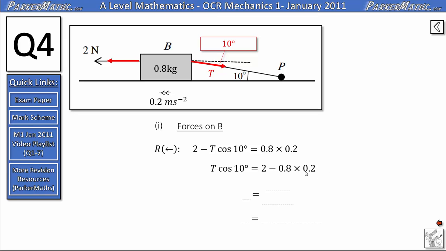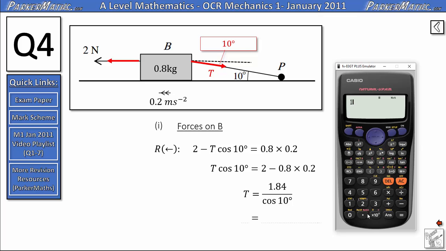We'll simplify the right hand side. 0.8 times 0.2 is 0.16. Subtracting that from 2 gives us 1.84. So we get T equals 1.84 divided by cos 10. And that gives us 1.87 if we round to 3 significant figures. However, it's likely in a connected particles question that I'm going to need to use the tension later in the question, so I'm just going to store that in my calculator.